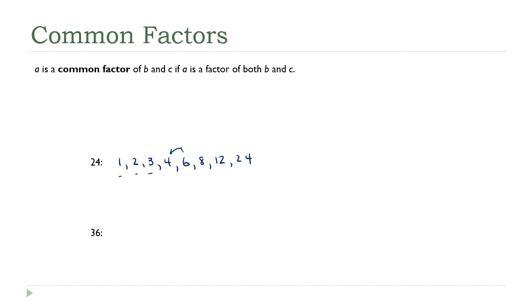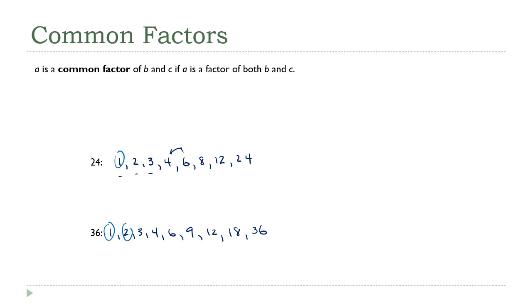I'll do the same thing down here with 36. We get 1, 2, 3, 4, 6. 9 times 4 is 36. 12 times 3, 18 times 2, and of course 36 times 1. And now we just pick out the ones they have in common.